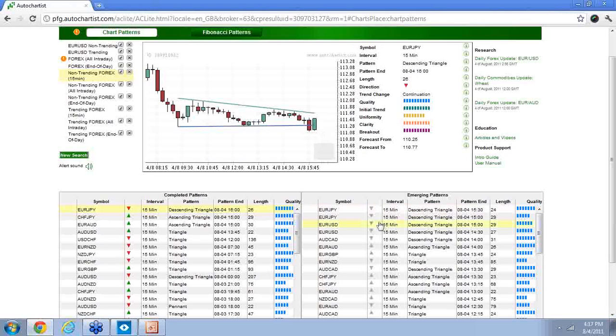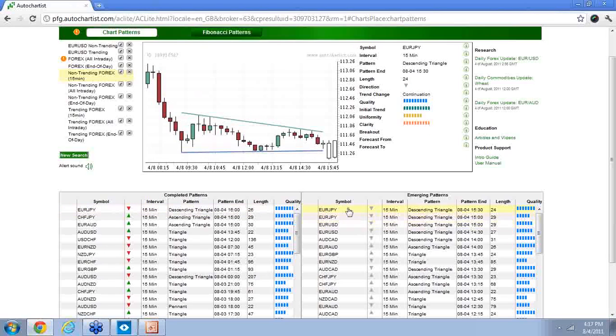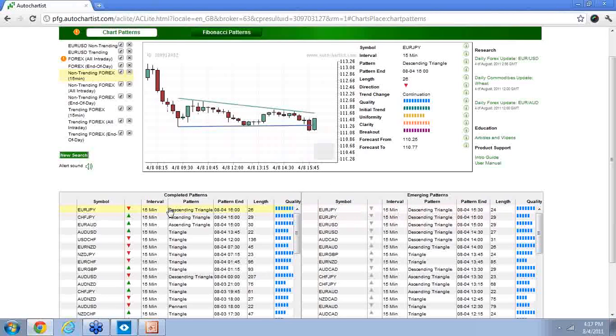So here's where you start out in the bullpen. You start looking for markets that have good conditions for a pattern taking place. You can watch it, and finally when it completes, you can move over to a completed pattern and actually put a trade on. All right, this is solid quality at 10 bars, initial trend, clarity, breakout. All of these indicate a very strong pattern. Autochartist here has identified this as a potential breakdown into this zone.